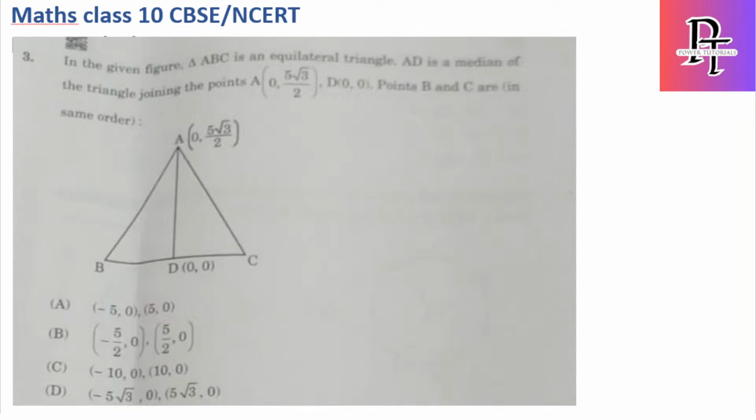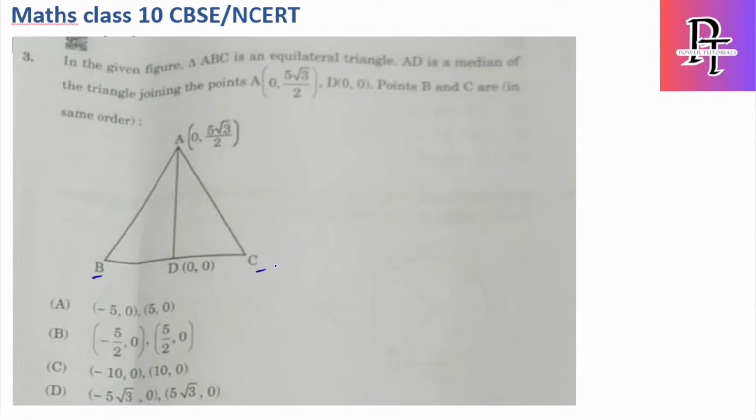Okay, let's move to the third one. This is a geometry question. As the numbers are a little blurred, I will read out the question. In the given figure, triangle ABC is an equilateral triangle. AD is the median of the triangle, joining the points A (0, 5 root 3 by 2) and D (0, 0) as mentioned here. Find the points B and C in the same order. They are asking for the B and C values.